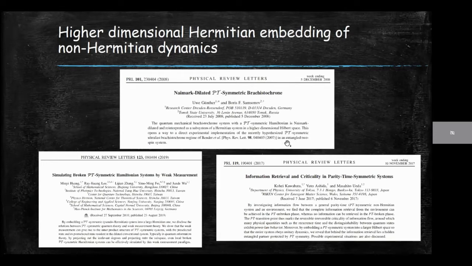we can show that a non-Hermitian system can be interpreted as a subsystem of a larger Hilbert space, which can then be defined as a Hermitian system. Similarly, following up on this proposal, there is another proposal where there has been a realization of a two-level non-Hermitian dynamics using what is known as the embedding or the dilation method. The point is that in this particular reference, only the PT-symmetric dynamics have been realized.